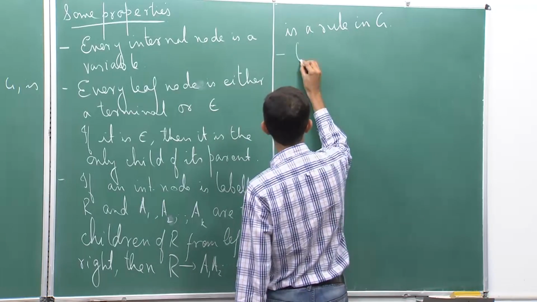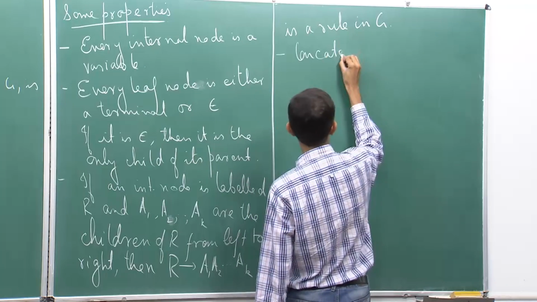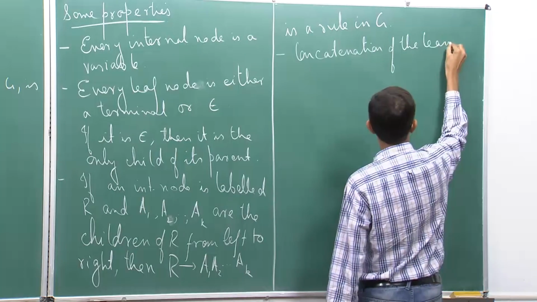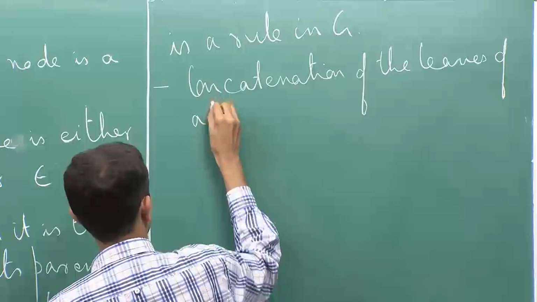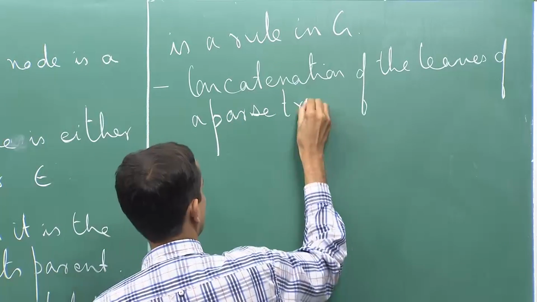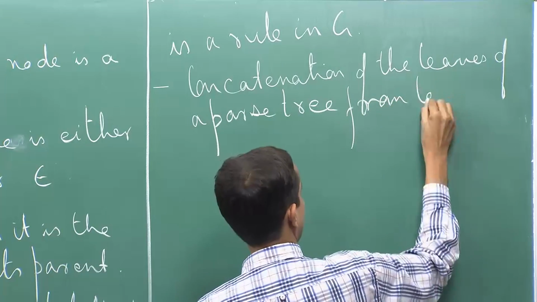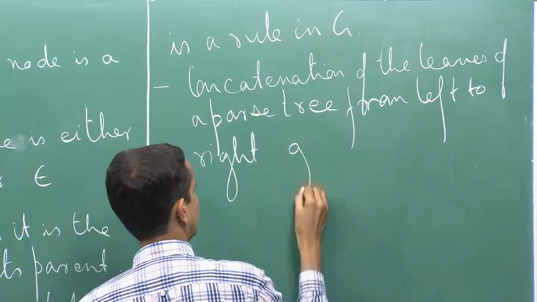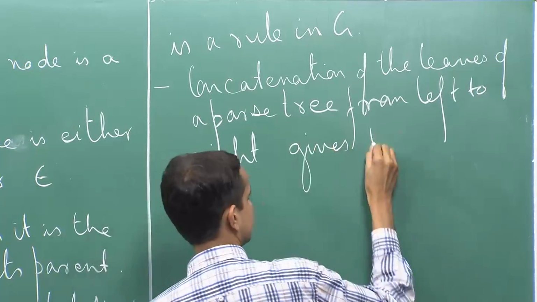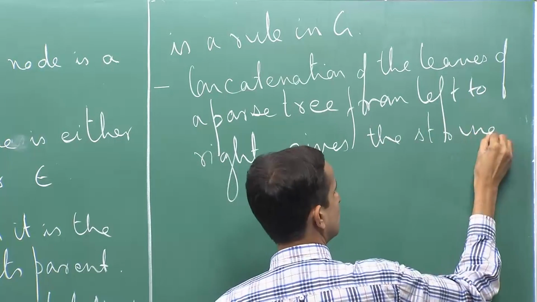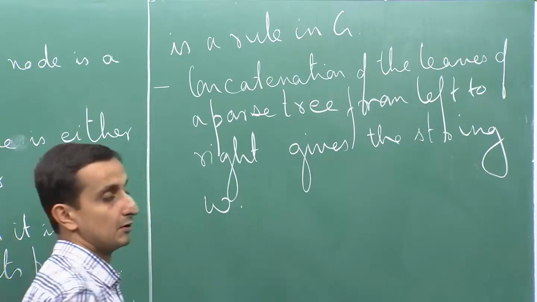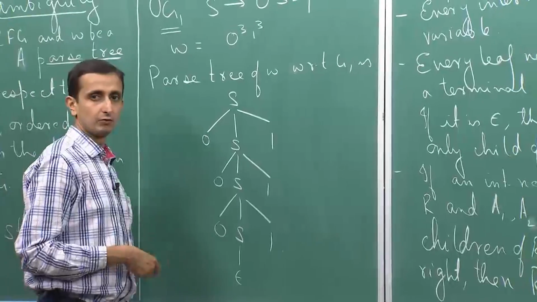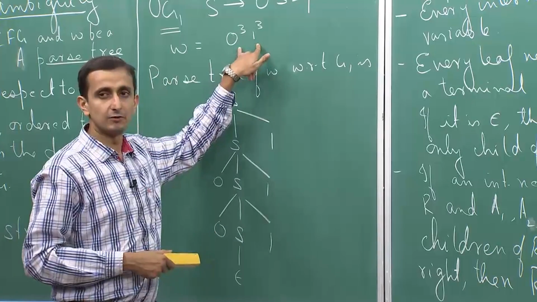And finally, the concatenation of the leaves of a parse tree from left to right gives the string W. If I concatenate the leaves 0, 0, 0, epsilon, 1, 1, 1 from left to right, it gives the string W, which is 0 to the power 3, 1 to the power 3.